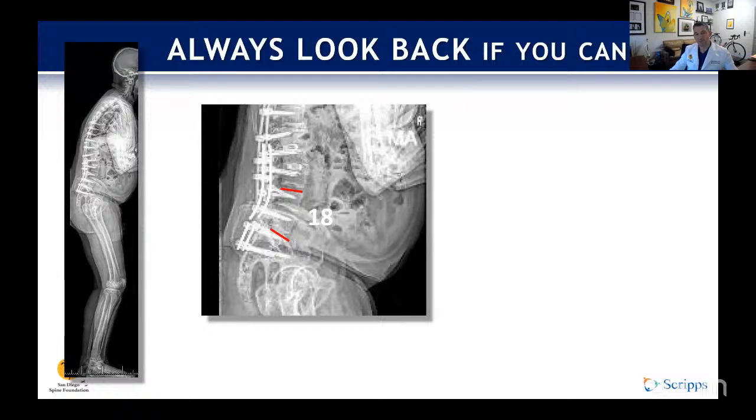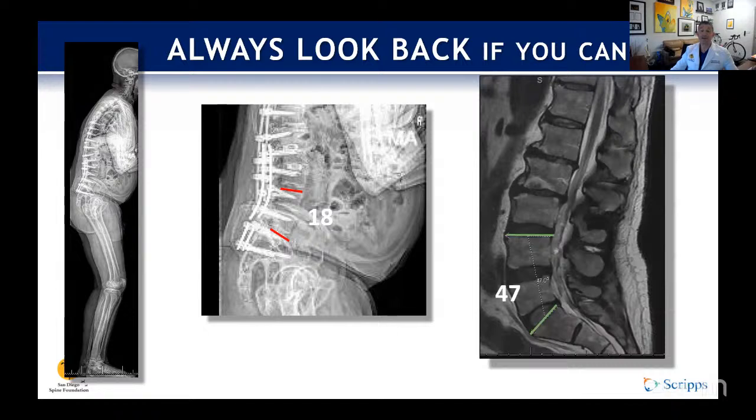I do make this one point, which is here's a patient that came in. The L4 to S1 was 18 degrees, but I had him go back and get his MRI from 2011, and his L4 to S1 was 47. It's still within the normative range, but had I reconstructed him to 38, I would have been very short on what he actually required. So whenever you can get the X-rays or MRIs from years ago, it'll really, really help you.